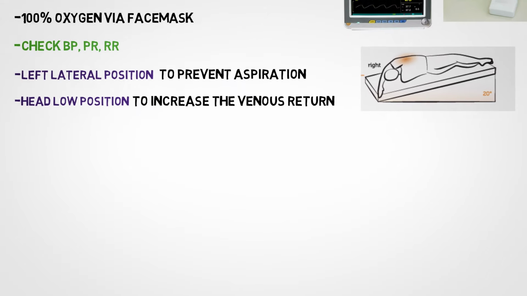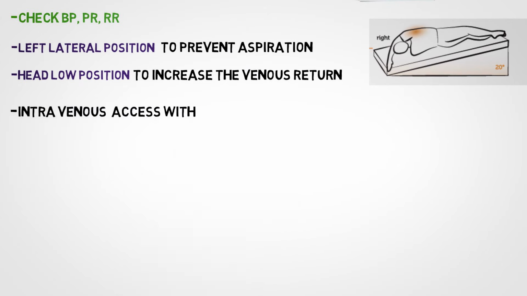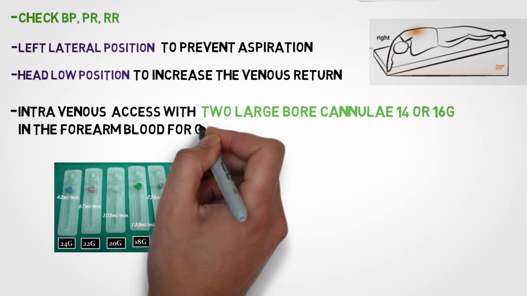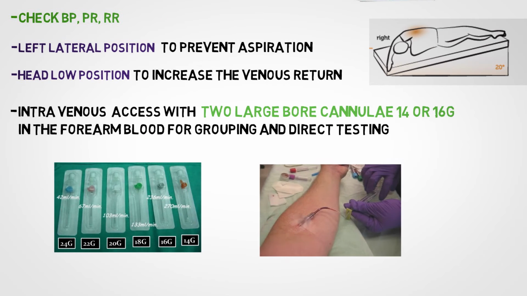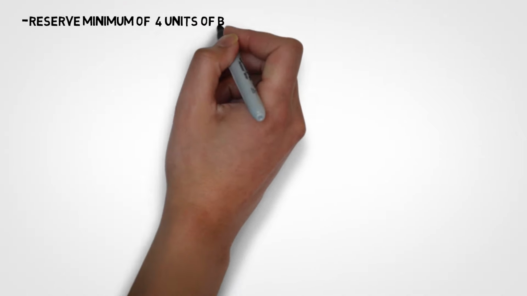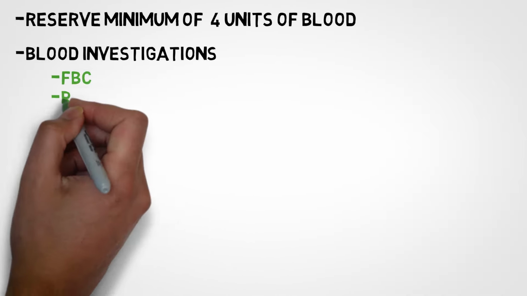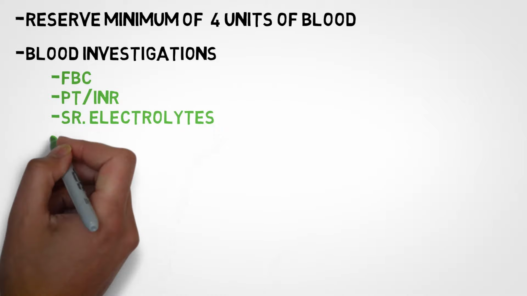Then begin resuscitation of the patient by establishing an intravenous access with two large bore cannulae, preferably 14 or 16 gauge, in the forearm, and take blood for grouping and cross matching. At the same time, reserve a minimum of 4 units of blood. Several blood investigations should be ordered at this time: a full blood count, PT-INR, serum electrolytes and creatinine levels.